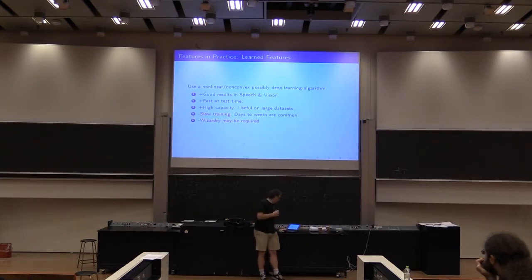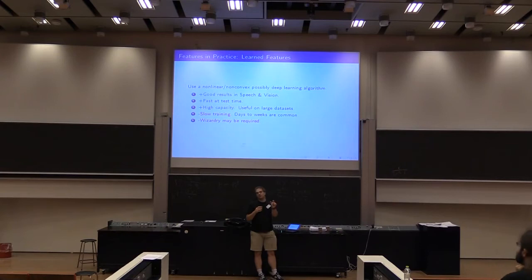So there are pretty good results for this in speech and vision. It's really dominating solutions to speech and vision these days. It's relatively fast at test time, because you choose how to build up features in a manner which is computationally tractable. And that means that whatever solution you eventually get is going to be computationally tractable. And you also have pretty high capacity, because you're working from raw inputs, and you can have quite a few raw inputs.